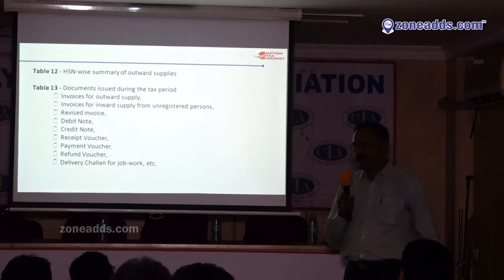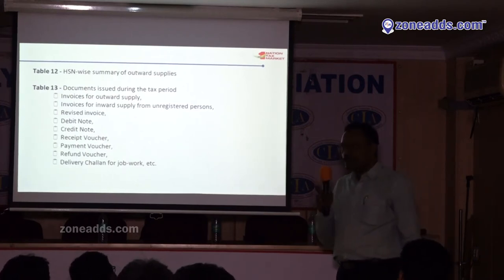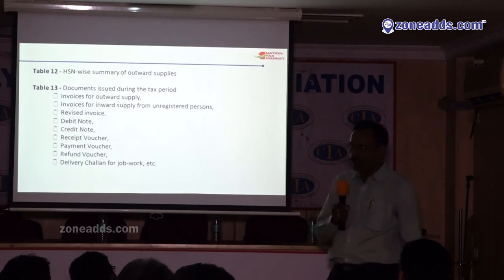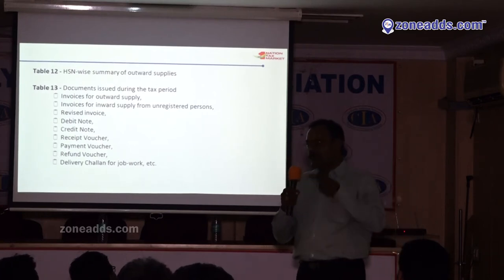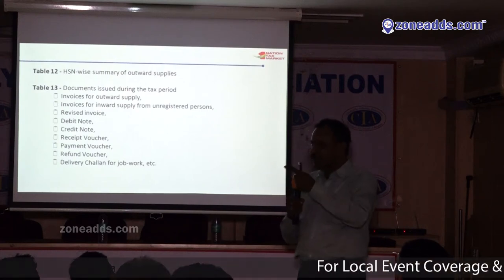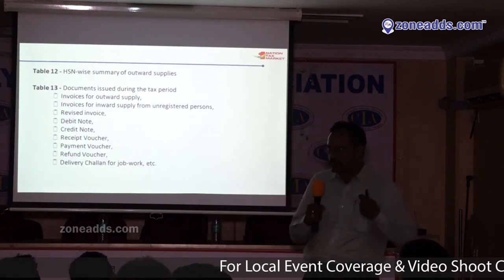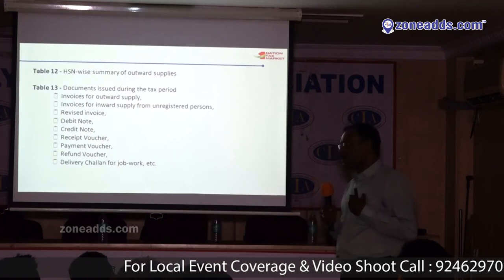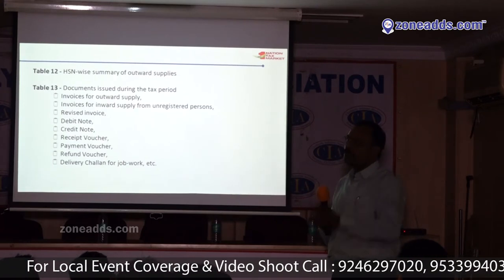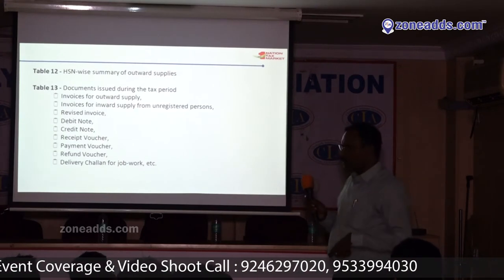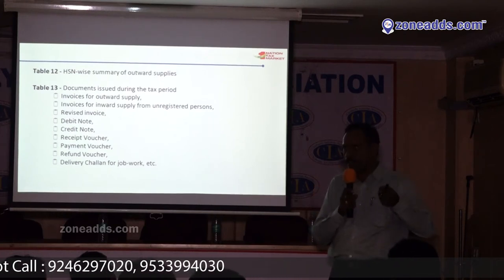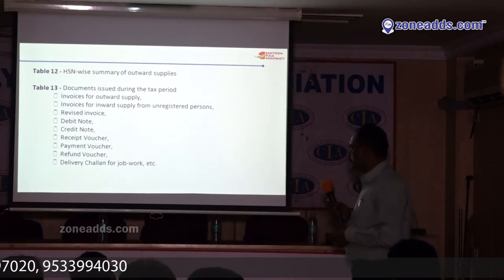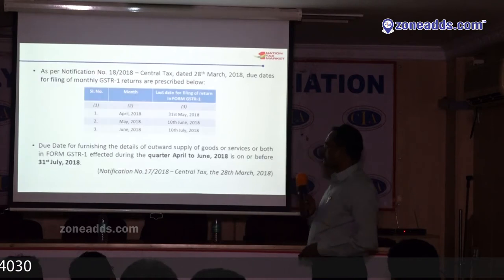by the taxable person who pays duty under RCM. For example, you are an unregistered person, I purchase from you, I have to pay GST under RCM. So when I pay the value to you, I don't pay GST to you because GST is paid by me under RCM. So when I pay the value to you, I will issue a payment voucher. That payment voucher I have to mention here. Refund voucher: when part of the advance is refunded, or the entire advance is refunded, then a refund voucher is given. So delivery challan, all those things, okay.